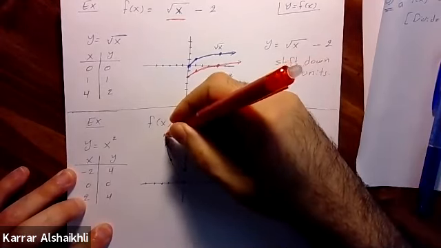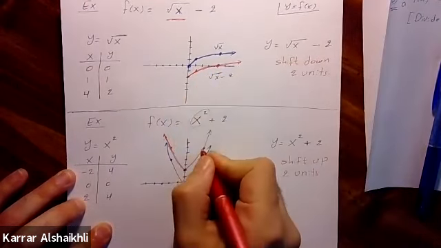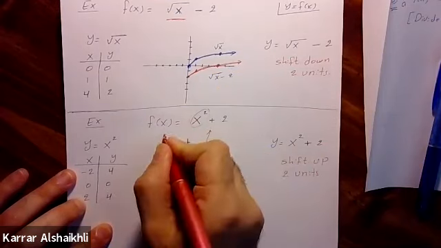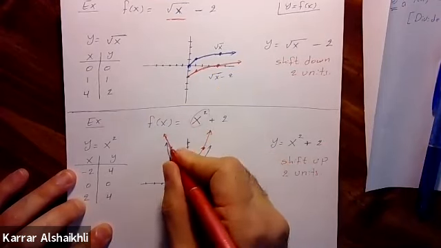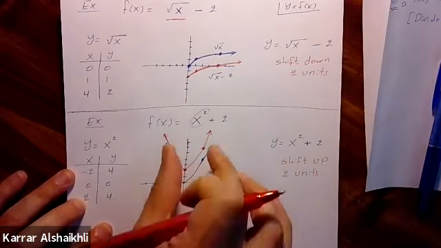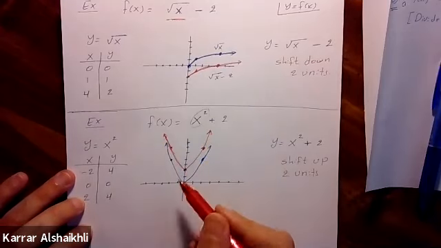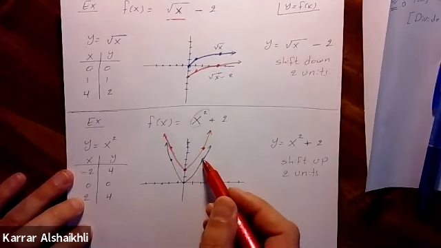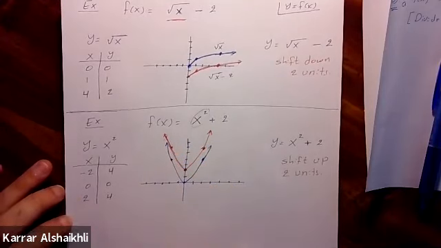Trying to be more accurate. Shift. The new graph is the shift. The parent graph shifted up 2 units. You're just going to shift these 3 points: 1, 2, 3, 2 units up, and you will get the new graph.